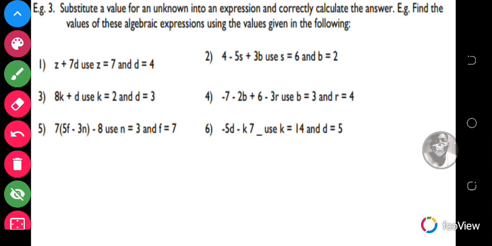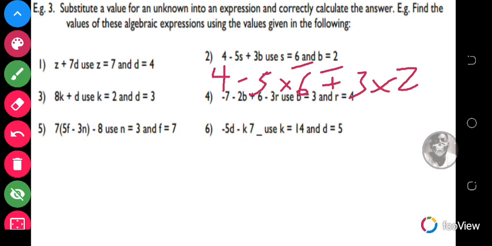Okay, let's look at the second one too. s is 6, b is 2. Wherever you find s, you put 6. Wherever you find b, you put 2. So we have 4 minus 5s. What is s? s is 6. So you multiply 5 by 6 and then plus 3 times, what is b? b is 2. So 3 times 2. So what do we have?